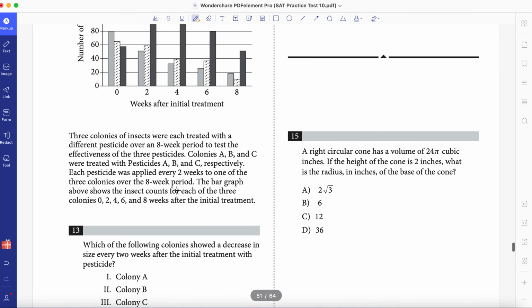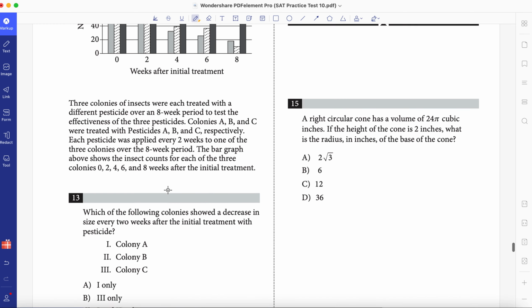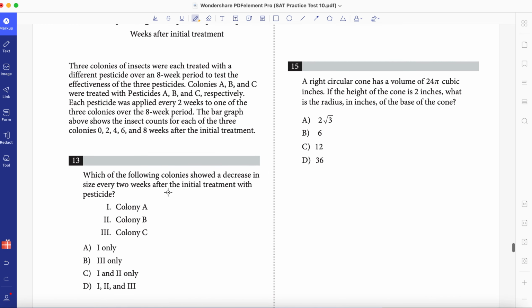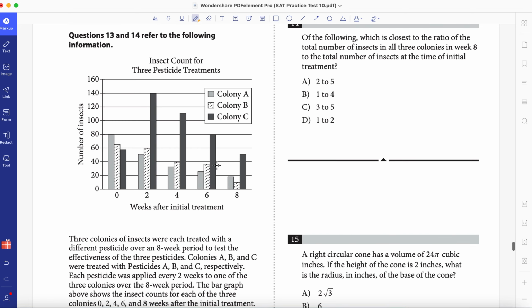For number 4, we have a termite colony of A, B, and C that were treated with pesticides. Every 2 weeks it was applied, and then this is just a bunch of info. So which of the following colonies showed a decrease in size every 2 weeks after the initial treatment? For this one, we just have to see which one consistently declines. For A, it was at 80, and then it went to 60, and then to, let's say, 35, and then to 20, or 25, and then to, let's say, 19. So A consistently declines.